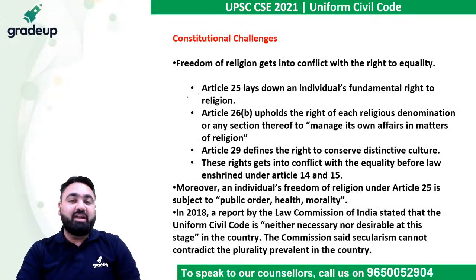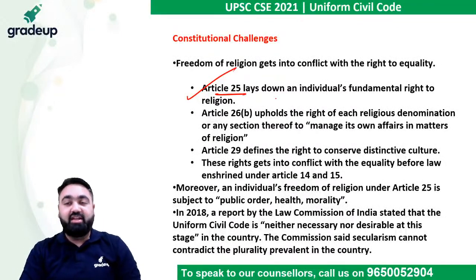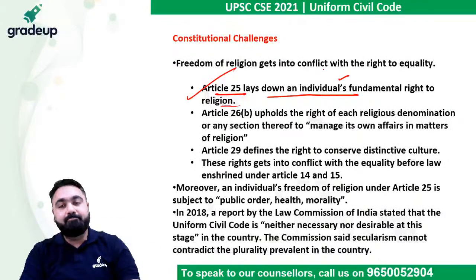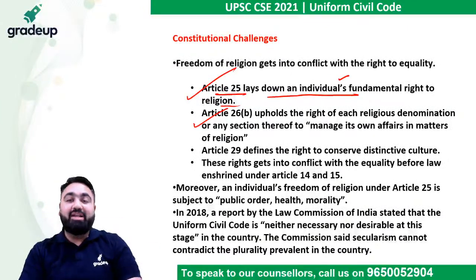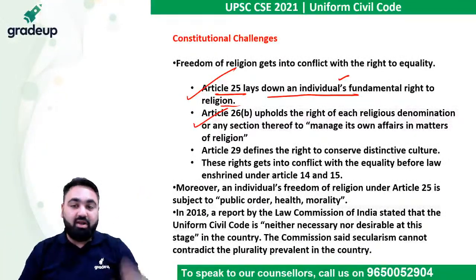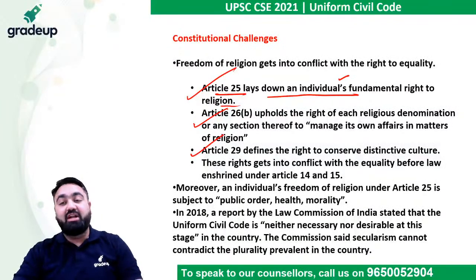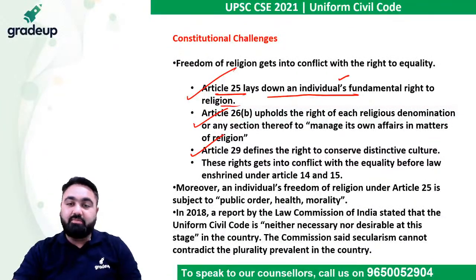First, obviously, Article 25. If you have read fundamental rights, you would know Article 25 guarantees you freedom of religion. Now, people argue, if you have freedom of religion, how can the government interfere in your religion? Similarly, Article 26 also says that you have the right to manage your religious affairs, so the government cannot interfere. Article 29 also says if you have a distinct culture, then you can preserve your culture.